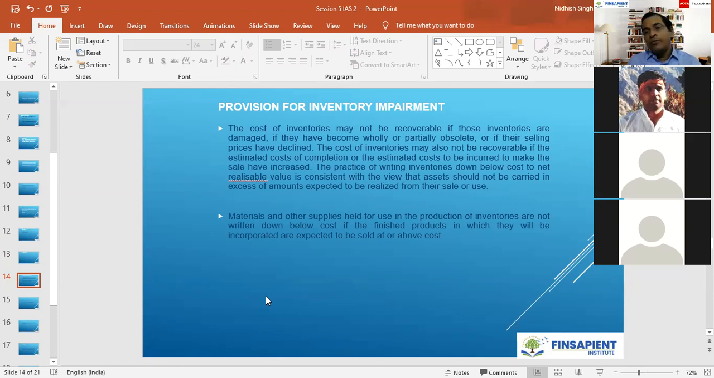Compare that with the cost. If the cost is higher, then you have an impairment. The cost minus net realizable value is the impairment. That is an expense. So that's what I think this is talking about. If those inventories are damaged, if they have become wholly or partially obsolete, or if their selling prices have declined, then there's an impairment. The cost of inventory may also not be recoverable if the estimated cost of completion or the estimated cost to be incurred to make the sale have increased.